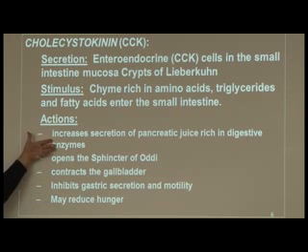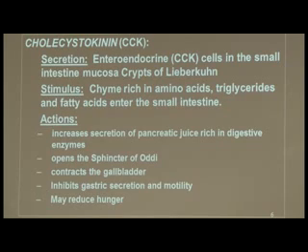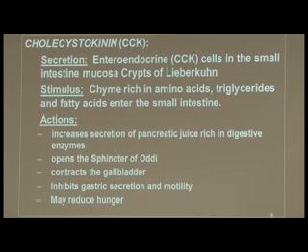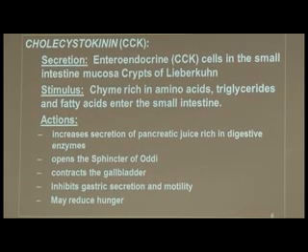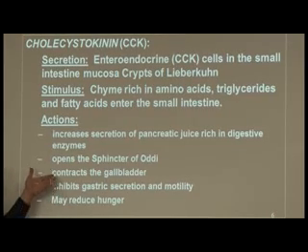Because digestive enzymes are secreted by the pancreas and dumped into the duodenum, it's also going to stimulate pancreatic juice that's rich in digestive enzymes. So a combination of secretin and CCK simultaneously results in pancreatic juice that's both high in bicarbonate and high in digestive enzymes.